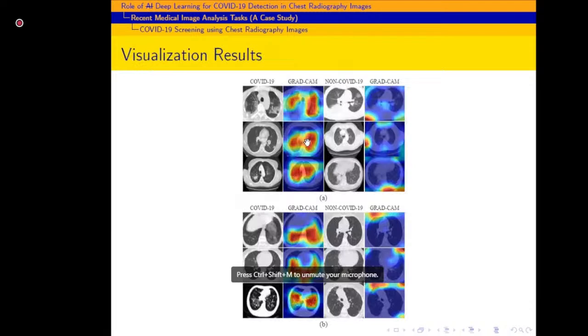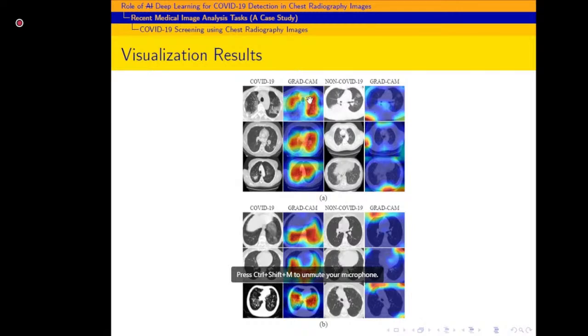Because today we're talking about explainable AI and whether the convolutional neural network has extracted the correct features or not, and how it gives good results, actually why it gives them. To prove that, we have generated heat maps with the help of GradCam, where you can see these are the images captured from COVID-19 patients, and these are the images captured from healthy persons.